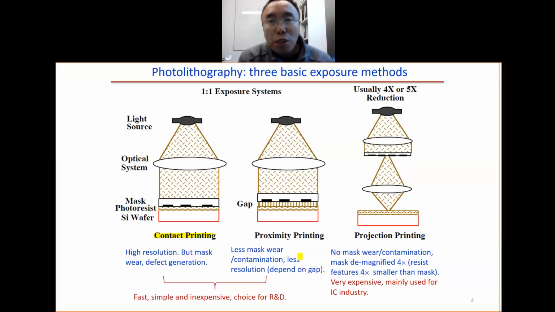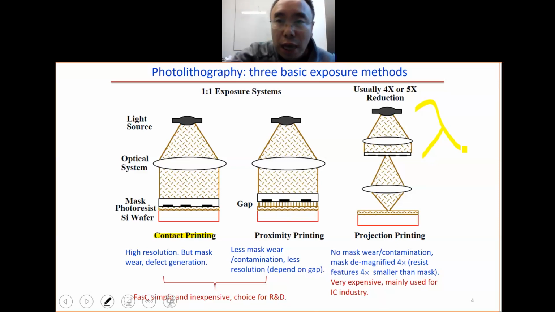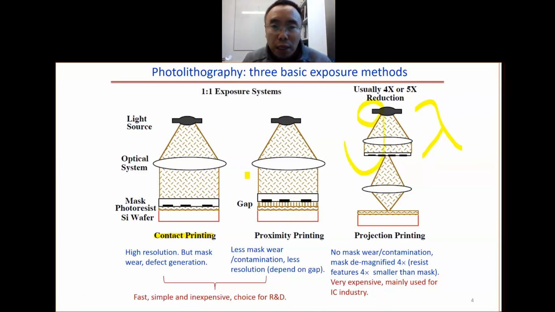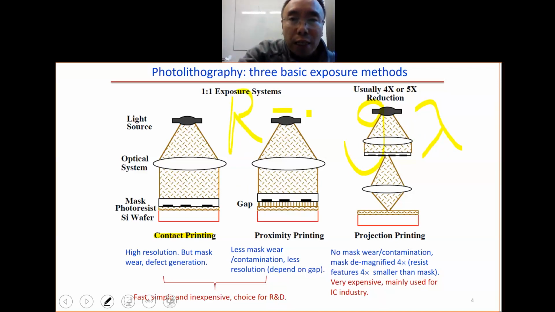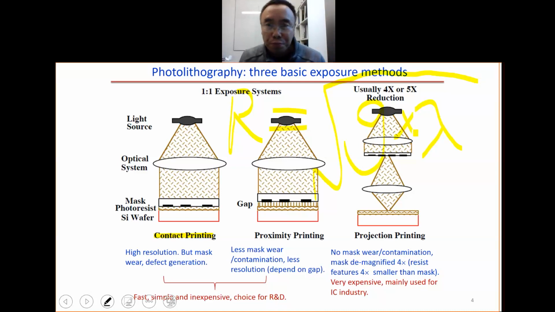So what do you think is the resolution for this proximity printing? We know that the resolution will depend on the wavelength. It also depends on the gap. Obviously, the bigger the gap, the bigger the feature size, the lower the resolution. And also, longer wavelengths, bigger feature size, lower resolution. So in the end, the formula is something like this. It's very simple. The resolution is given by the square root of G times lambda. So this is the resolution for the proximity printing.